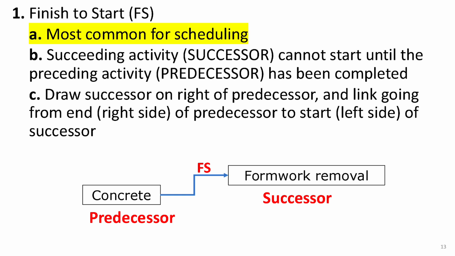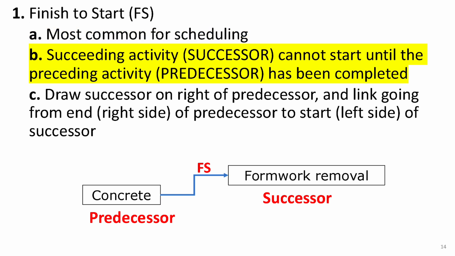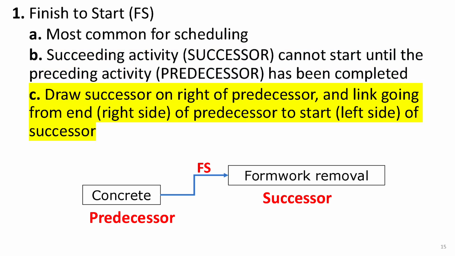Finish to start is the most common relationship in construction. In this type of dependency, the successor activity cannot start until the predecessor activity is complete. To represent this relationship, you place the successor activity to the right of the predecessor activity, then draw an arrow from the end of the predecessor to the start of the successor. For example, the sequence between concrete placement and formwork removal follows a finish to start relationship. This means you cannot begin removing the formwork until the concrete has been completed and set properly. In this relationship, concrete placing is the predecessor and formwork removal is the successor.